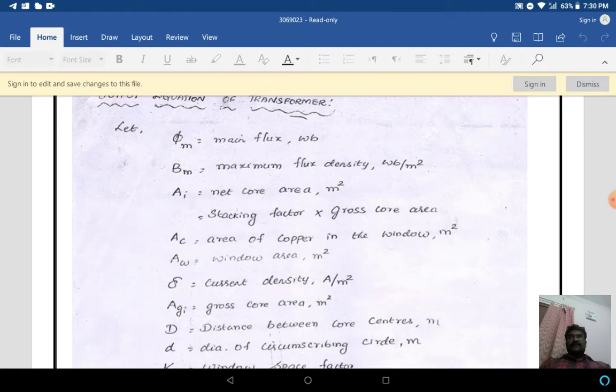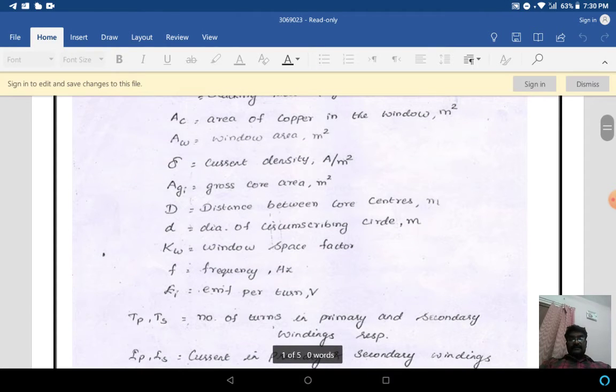Normally in transformers we are using two things: iron as the core and copper as the winding. Ai is the net core area, in meter square, and Ac is the area of copper in the window, in meter square. Aw is the window area. Normally the cores will be in the shape of windows. Delta is the current density, in ampere per meter square. A small gi is the gross core area, in meter square.